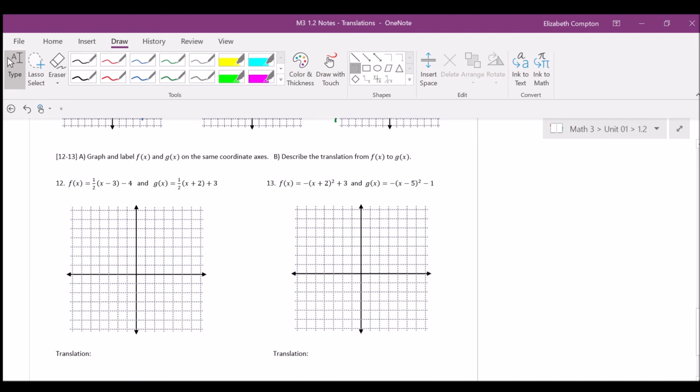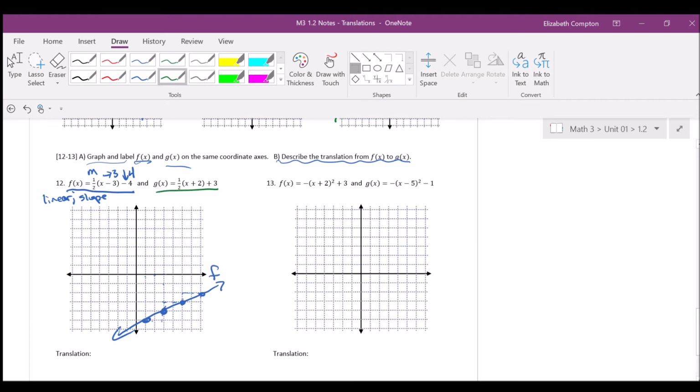Let's go ahead and do number 12. We're going to graph F and G on the same graph and label, and then describe from F to G. So let's do F first. I'm going to do F in blue. This is saying right 3, down 4. So I shifted right 3, down 4. Now this is linear, so I need my slope. My slope is 1 over 2. So I'm going to go up 1 over 2, up 1 over 2, down 1 over 2. And I'm going to label this F.